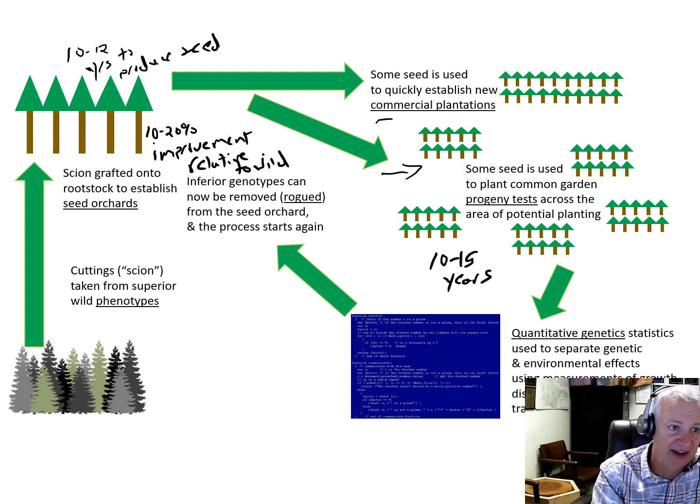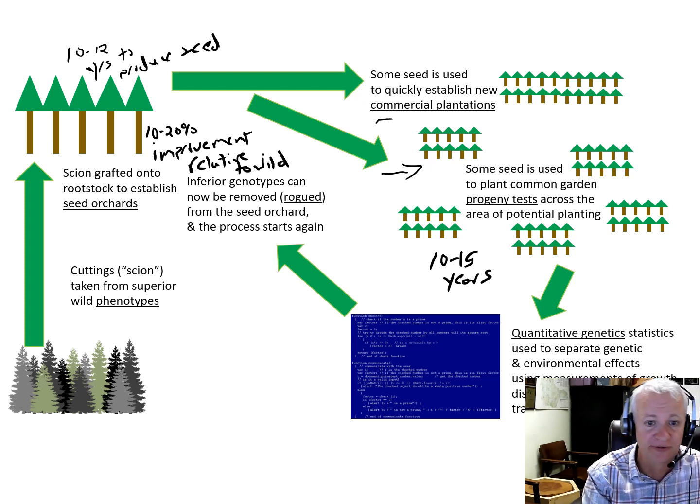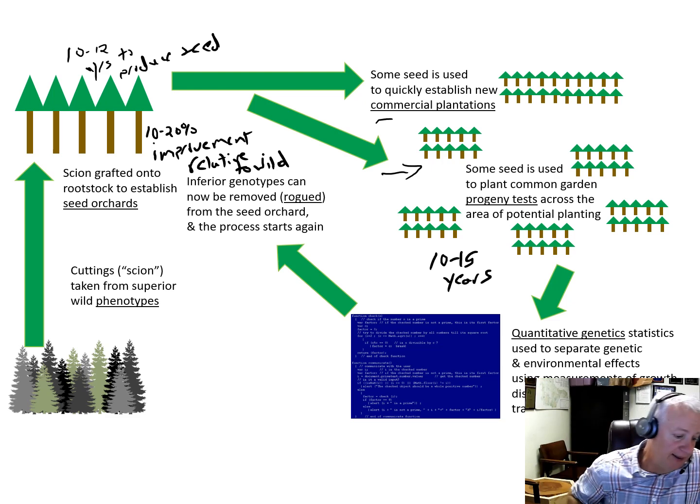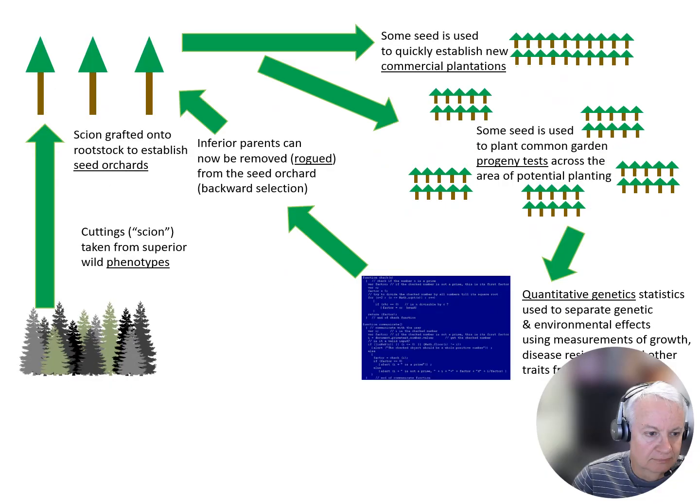And I'm speaking vaguely. Most of the time that improvement is in growth rate, but it could be in any of these traits. So at any rate, that's sort of what you can expect from one generation.